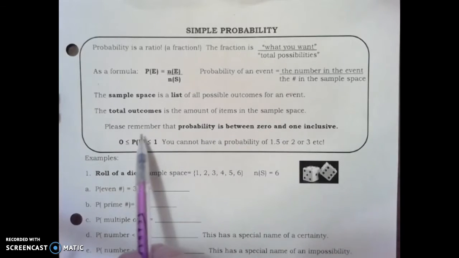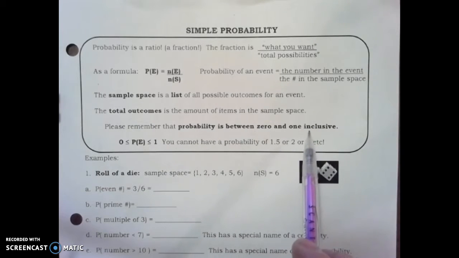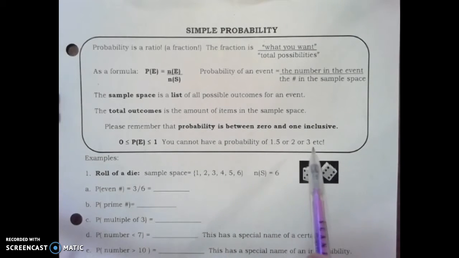And it's important to remember that probabilities are between 0 and 1 inclusive. So you can't have a probability greater than 1. It can't be 1.5 or 2 or 3. Your probability is always going to be some fraction that's in between 0 and 1.